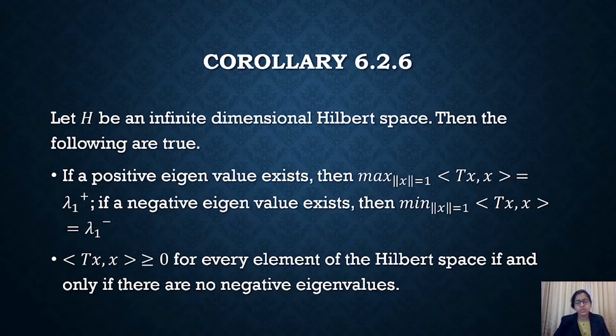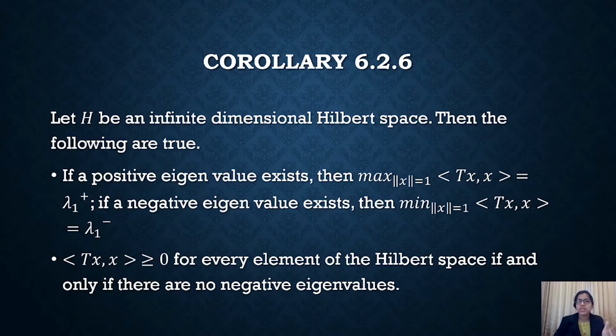First, let's just go through the corollary. Let H be an infinite dimensional Hilbert space, and the following are true. The first one is, if a positive eigenvalue exists, then the maximum over norm x equal to 1 of the inner product T of x, x is equal to that positive eigenvalue, that is lambda 1 plus. We know how we have denoted lambda 1, lambda 2 and so on.